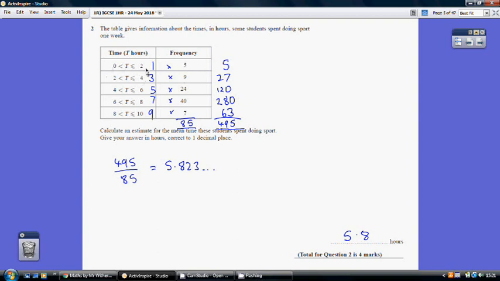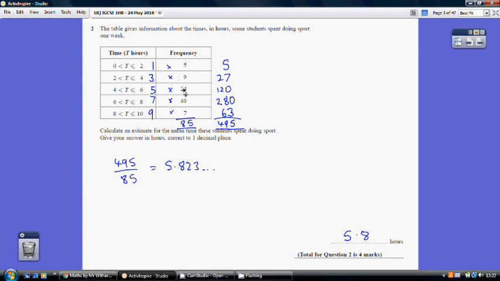So the best we can do, we take an estimate, we take the midpoint. So what's halfway between 0 and 2? Well, that's 1. What's halfway between 2 and 4? Well, that's 3, and so on. So we just take the midpoints for the times, and then from then onwards we're going to assume that's exactly how long the students spent. So these 5 students spent exactly 1 hour. These 9 students spent exactly 3 hours, and so on.